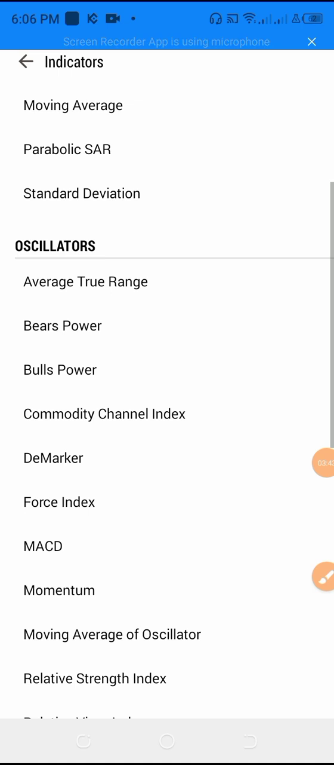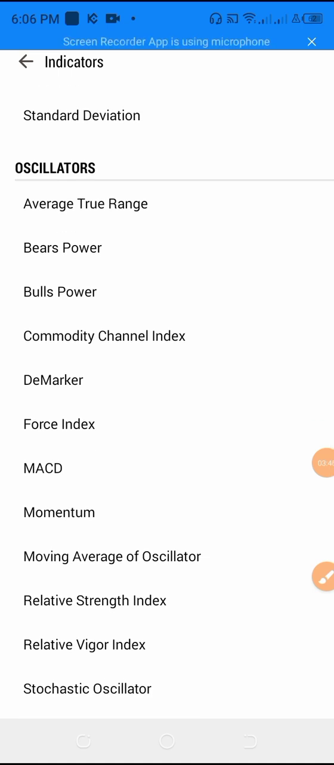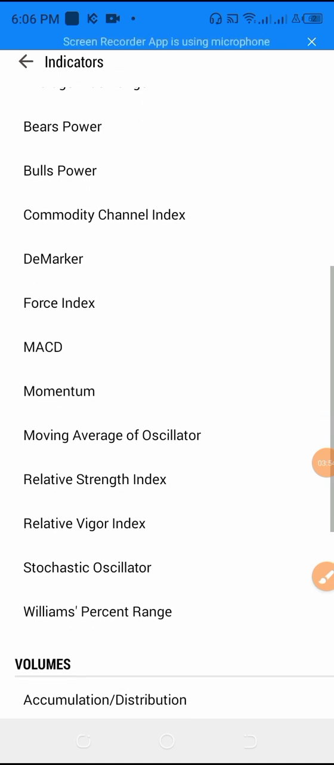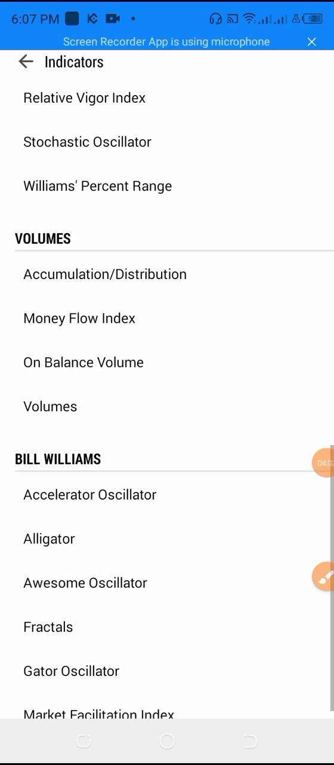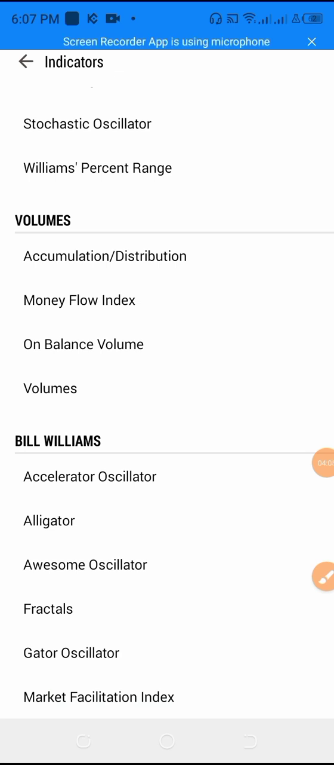The next are the oscillators: the average true range, bears power, bulls power, commodity channel index, MACD, momentum, moving average of oscillator, relative strength index, relative vigor index, stochastic oscillator, Williams percent range. Then under the volumes, we have accumulation distribution, money flow index, on balance volume, and then under Bill Williams, we have the accelerator oscillator, alligator, awesome oscillator, fractals, Gator oscillator, and market facilitation index.